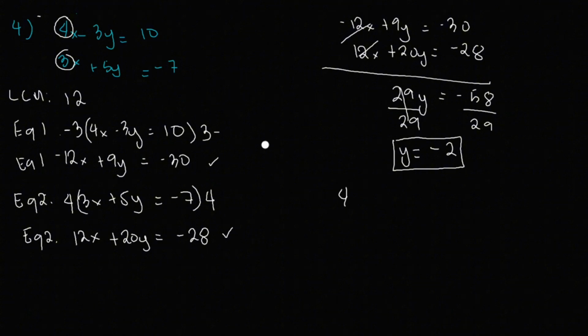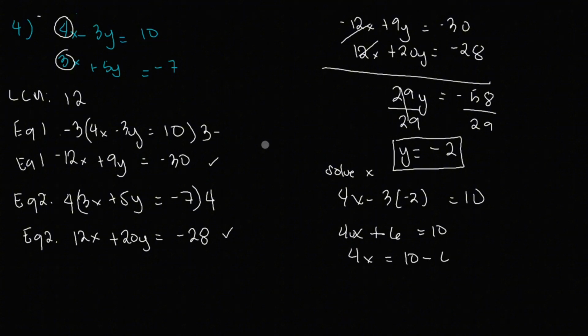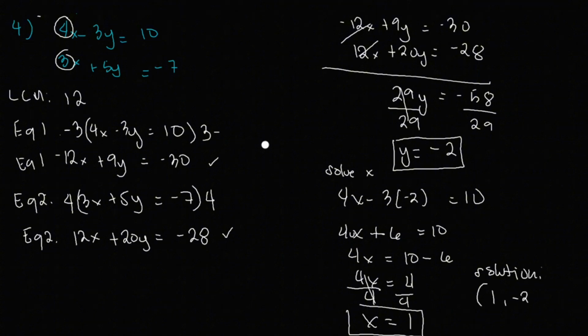So you have 4x minus 3 times negative 2 is equal to 10. Again, this will be solving for x. So we have 4x plus 6 is equal to 10. Then, followed by 4x is equal to 10 minus 6. So, 4x is equal to 4. Divide both sides by 4. So, we can cancel this. x is equal to 1. So, therefore, the solution of your system is 1 and negative 2.